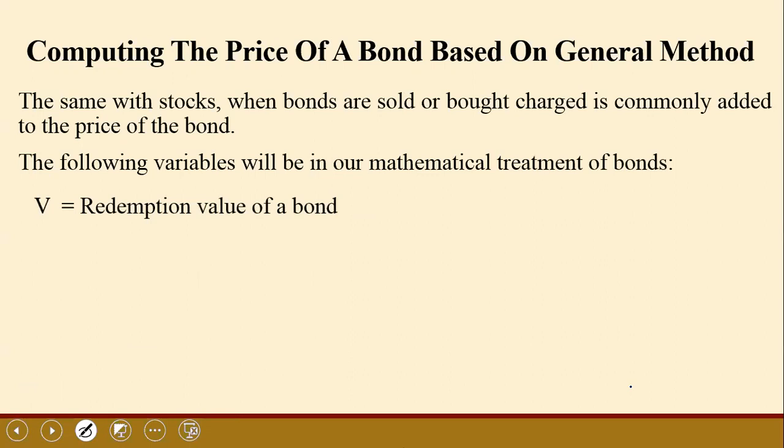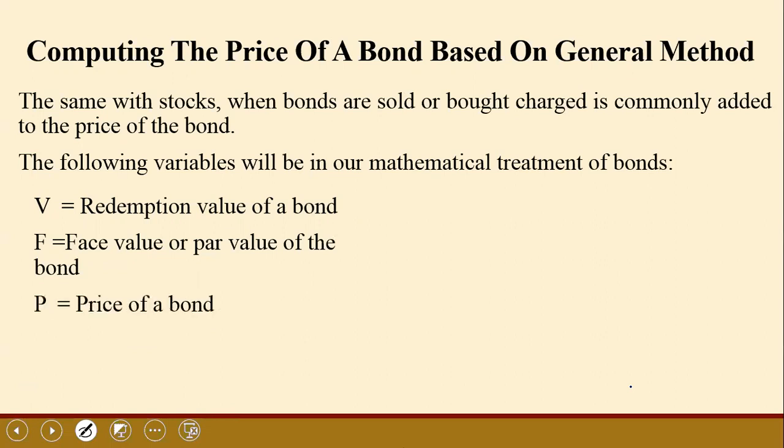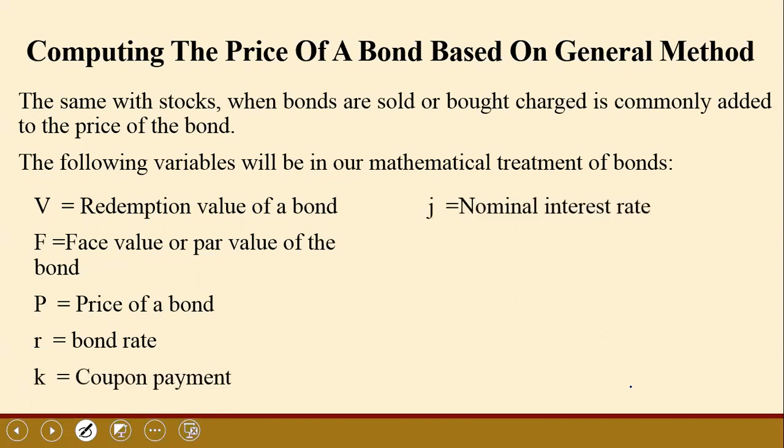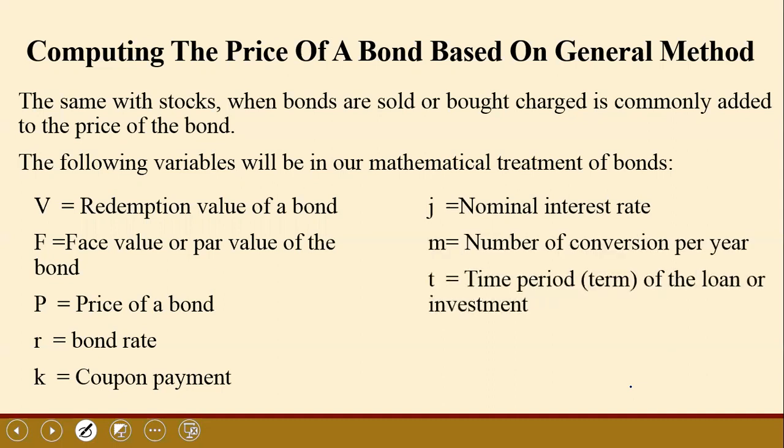B, the redemption value of a bond. F, face value or par value of the bond. P, the price of a bond. R, bond rate. K, coupon payment. J, nominal interest rate. M, the number of conversion per year. T, the time period or term of the loan or investment. And B, periodic bond interest rate.